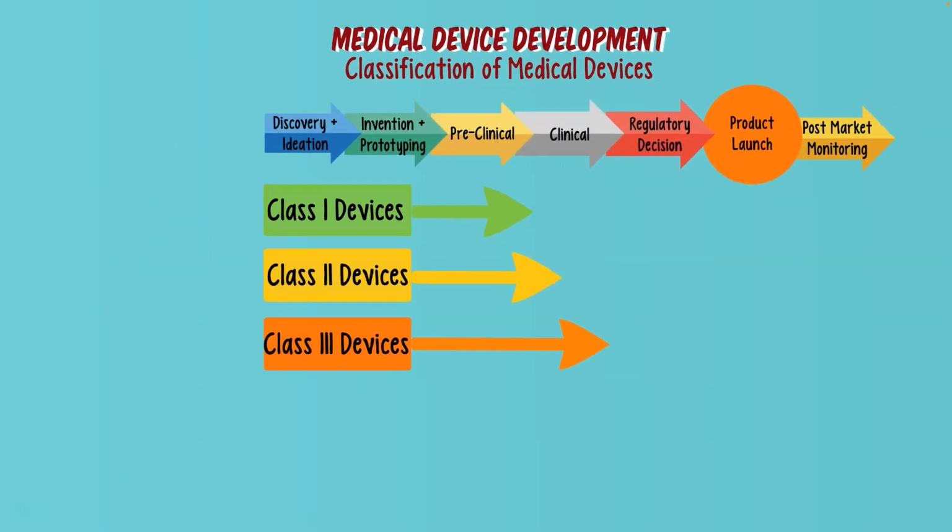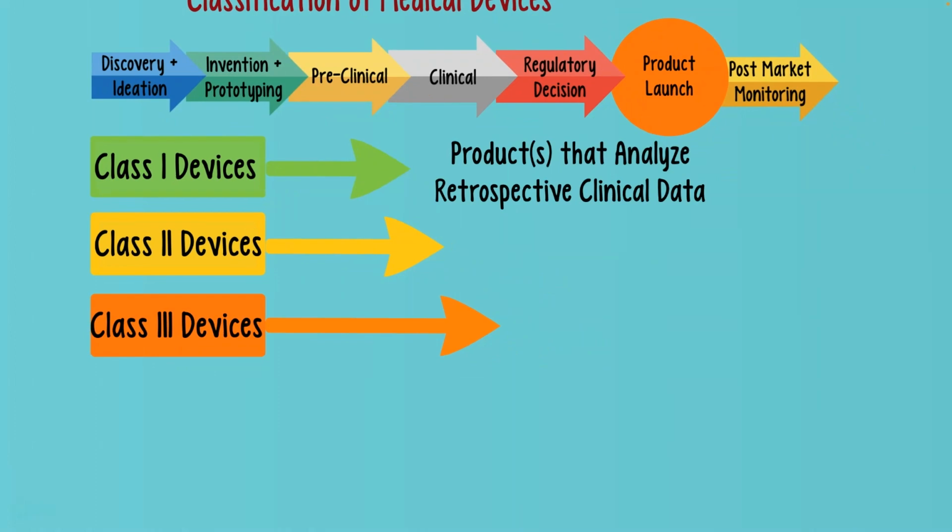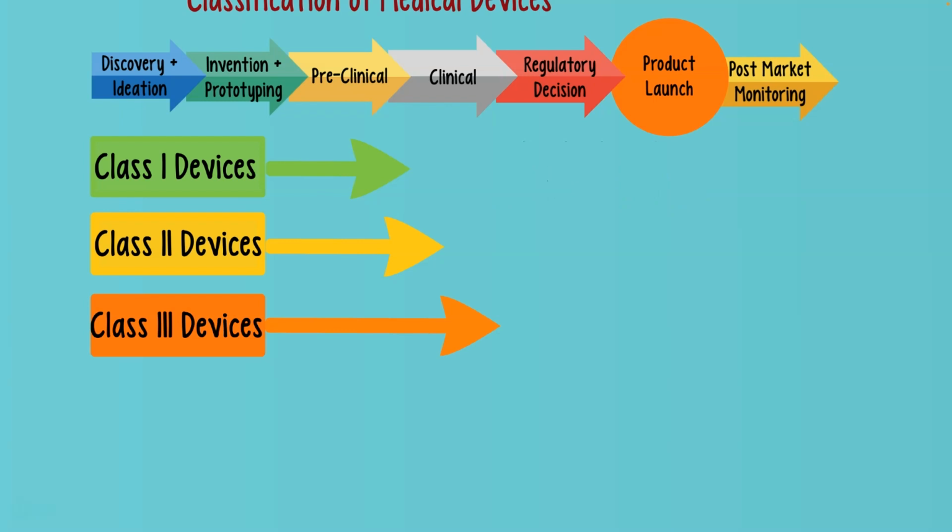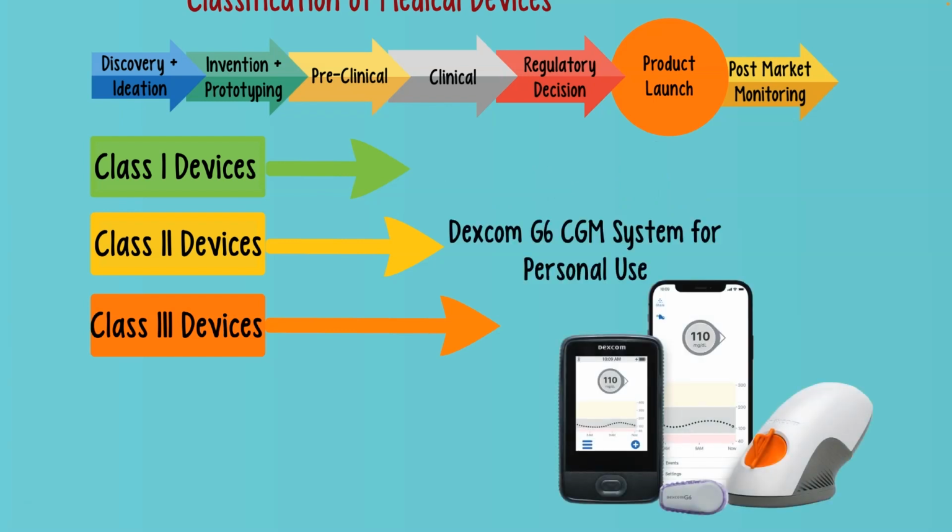An example of a Class 1 device might be a device that analyzes retrospective clinical data. There's very little risk to the patient in analyzing retrospective data. However, a Class 2 device, and as an example, the Dexcom G6 CGM system is a great example of a Class 2 device, is a little bit more risky than a Class 1 device, and it requires demonstration of either equivalence to an existing approved Class 2 medical device, or go through a de novo application, but it represents a moderate level of risk.